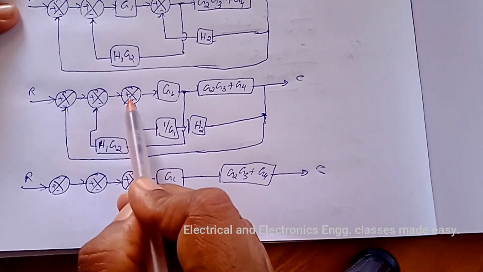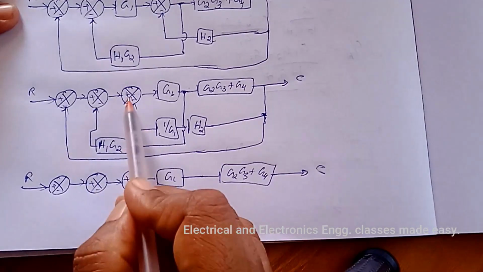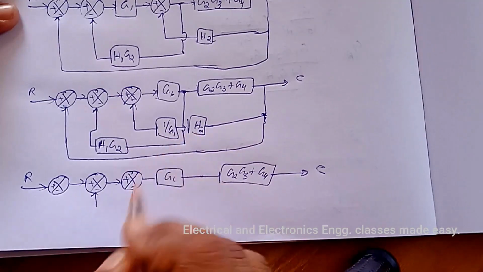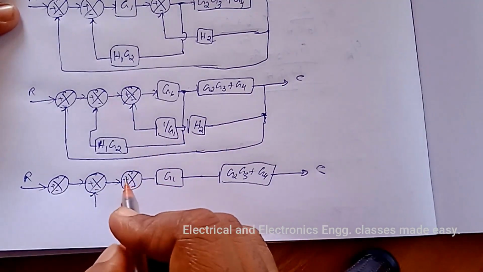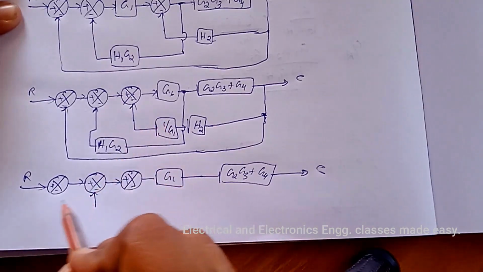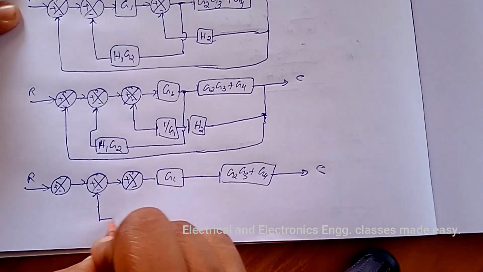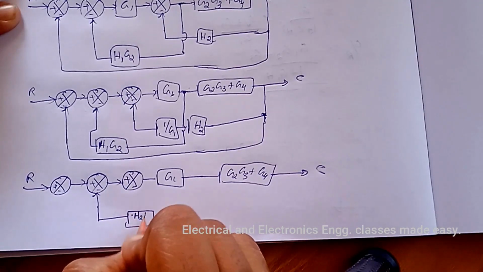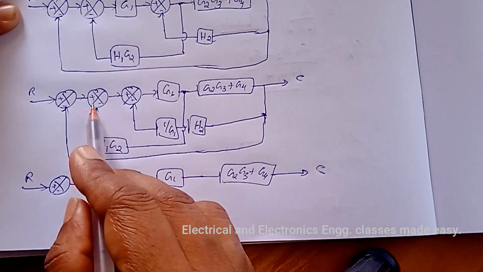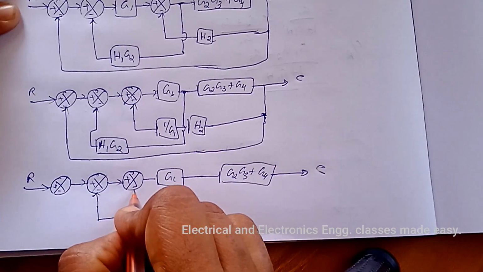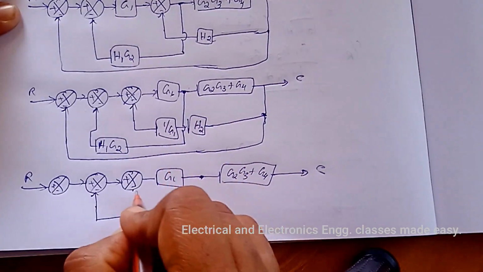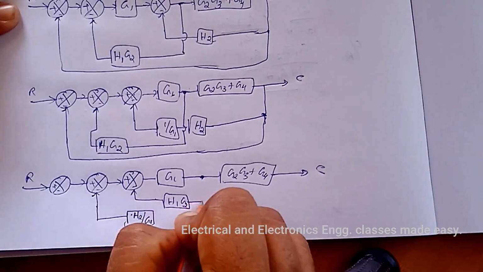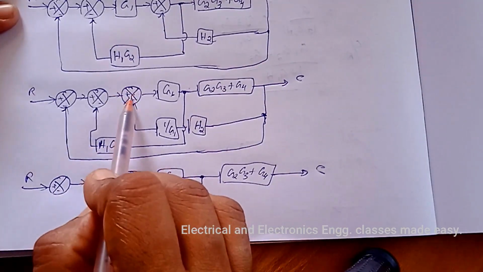Now we changed this summing point to this side. So this is 1 by G1 into H2, that is H2 divided by G1. And this is here, so H1 G2. This H1 into G2 is here because we changed these summing points.